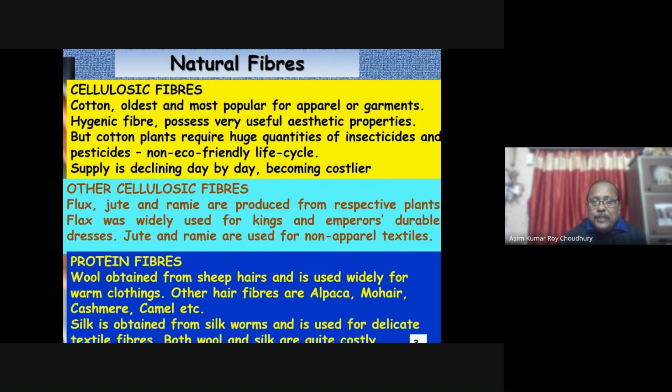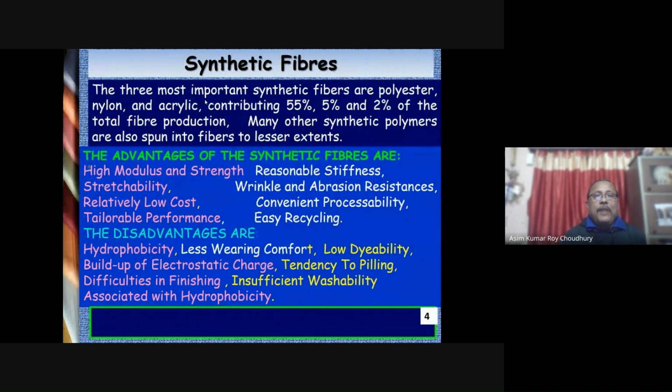Silk is obtained from silkworm and used for delicate textile fabric. Both wool and silk are quite costly nowadays. Synthetic fibers: the three most important synthetic fibers used in textiles are polyester, nylon, and acrylic, contributing 55%, 5%, and 2% of the total fiber production. Many other synthetic polymers are also used, but to a much lesser extent.